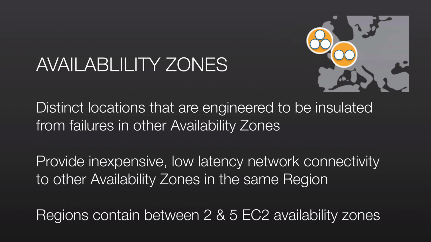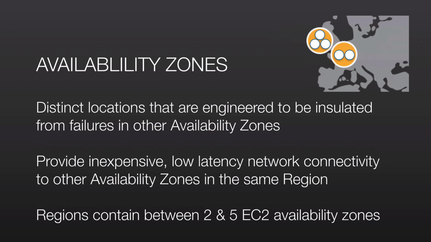So the availability zones themselves, each of which, as I've said, comprises multiple data centers, are distinct locations that are engineered to be insulated from failures in other availability zones, or AZs. They also provide inexpensive and low latency connectivity to other availability zones in the same region. And those 11 regions that we have around the world contain between 2 and 5 EC2 availability zones.